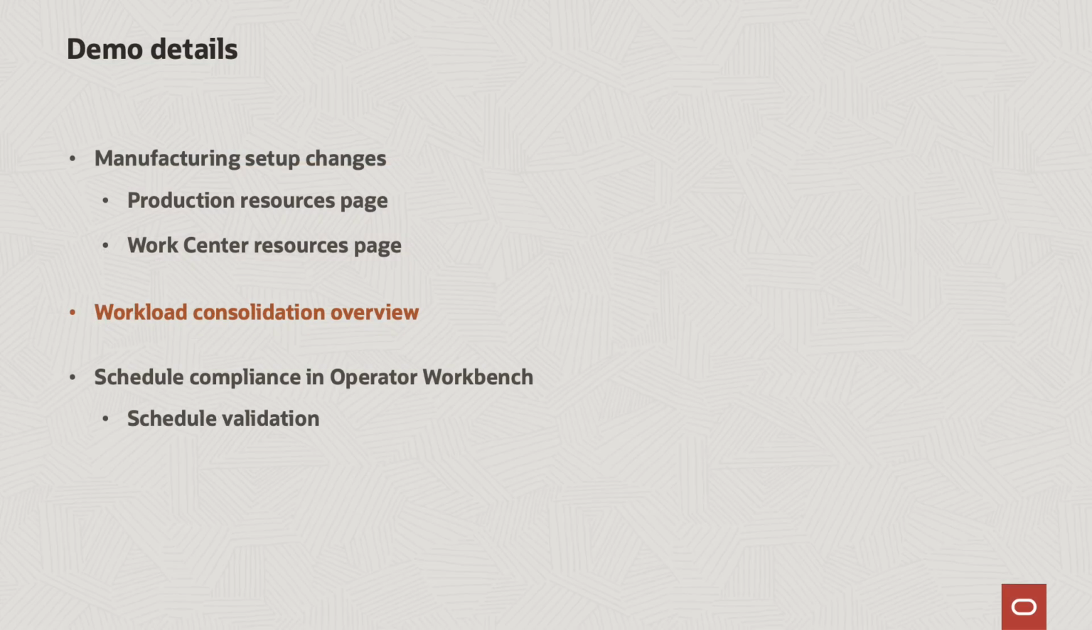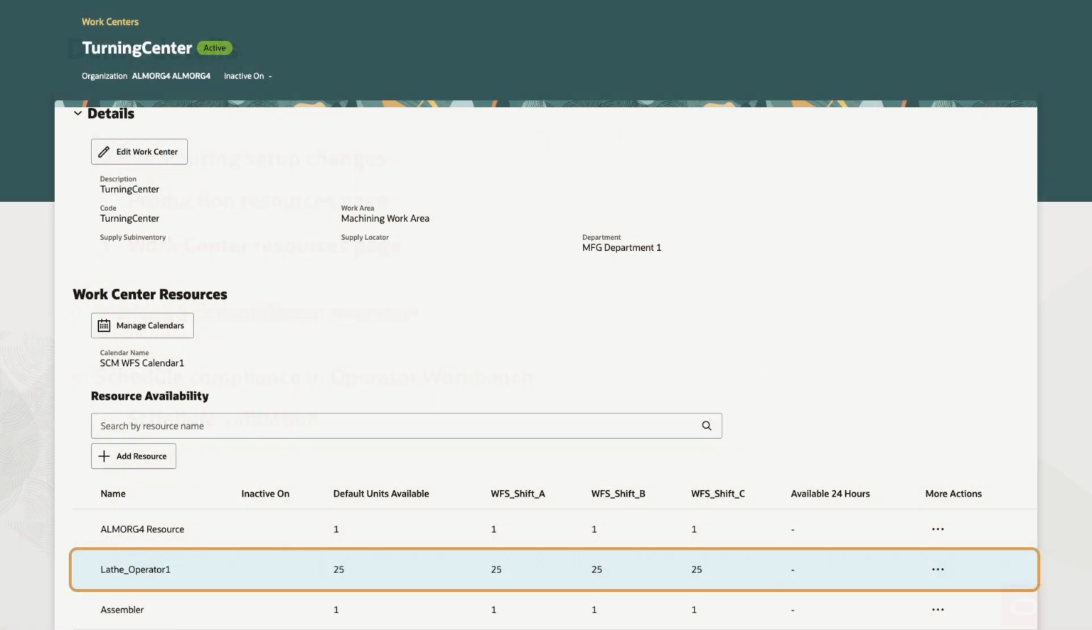Now, let's see the changes made to workload consolidation behavior. I have lathe operators in the turning work center. I have defined the capacity as 25 workers for each of the 3 plant shifts. This work center is mapped to the department MFG Department 1. And this resource is mapped to the MFG Operator 1 scheduling group in HCM.